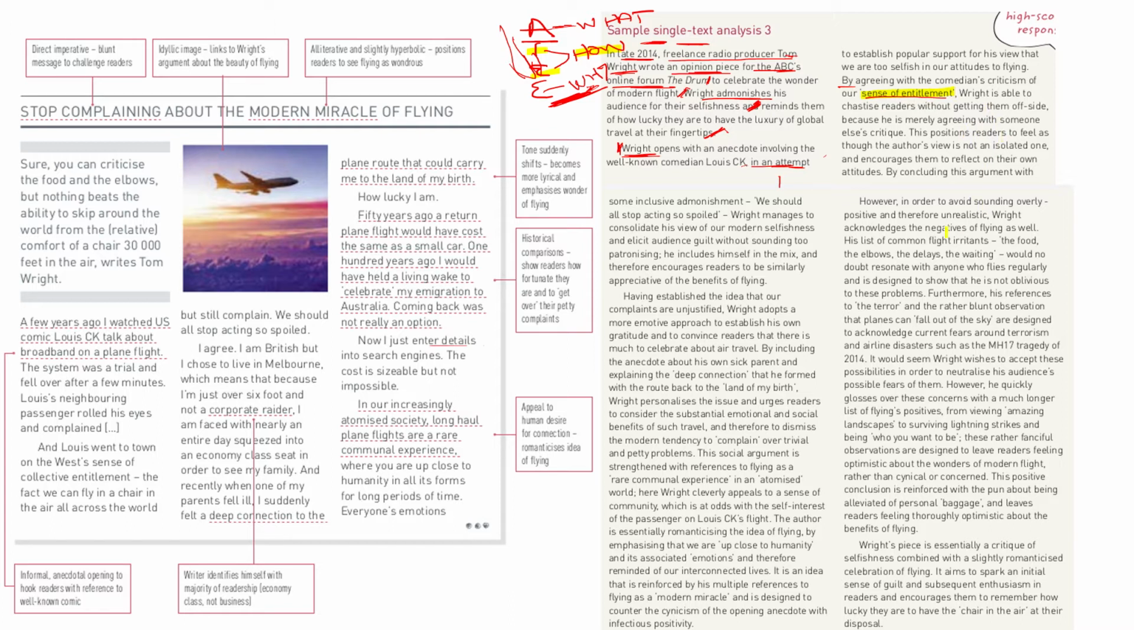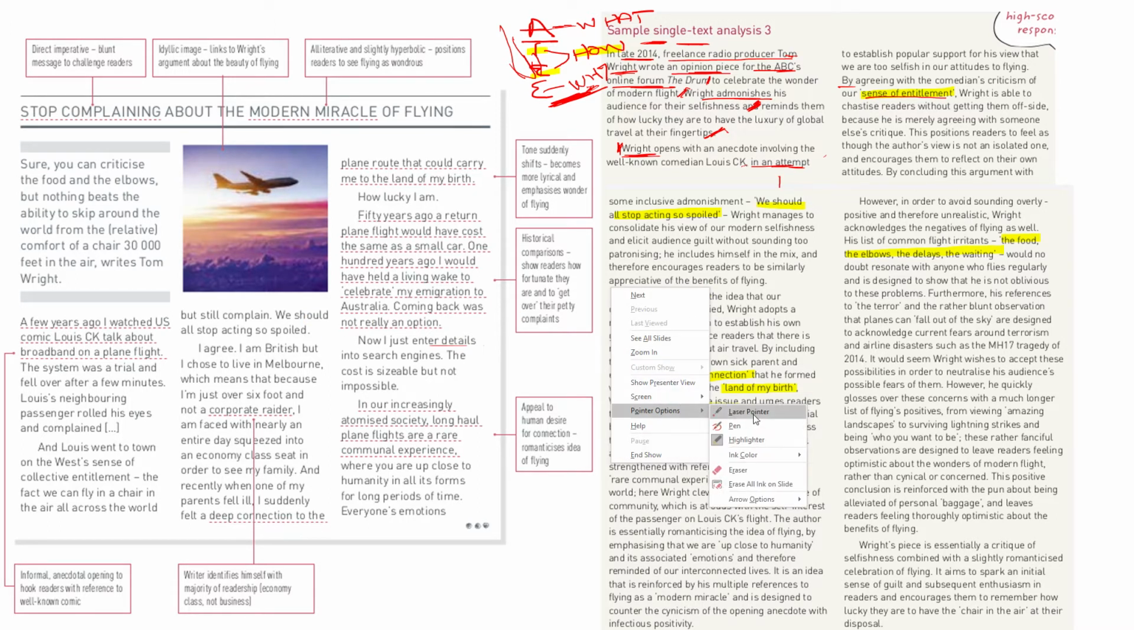So see if we can find some more here. The food, the elbows, the delays, the waiting is another one. We should stop acting spoiled. Our deep connection, land of my birth. So you can see how all of these examples are just a couple of words integrated into the analysis. And you can see how regular they are as well by highlighting them in this way. Every couple of sentences, you don't want to go really any more than that without quoting. That links your analysis back to the text. But once again, I digress.